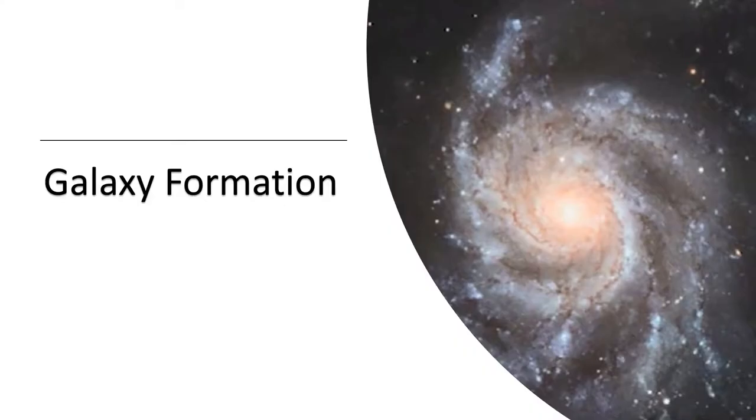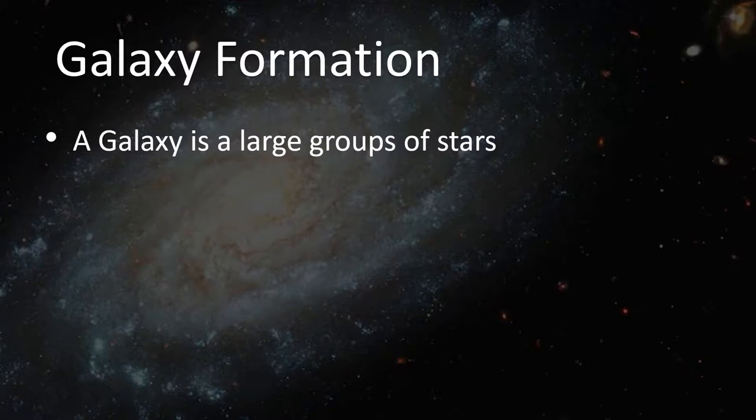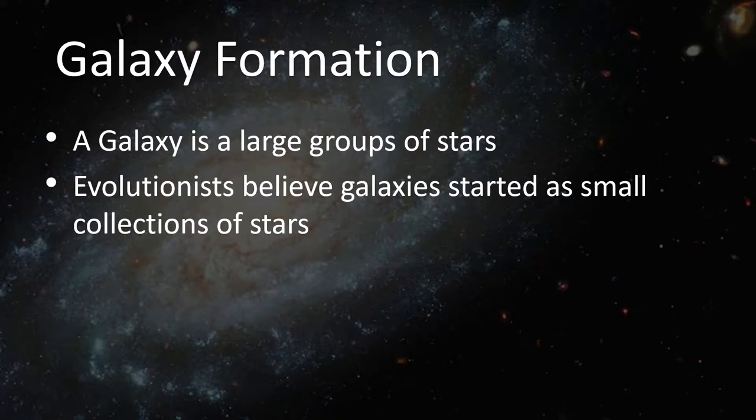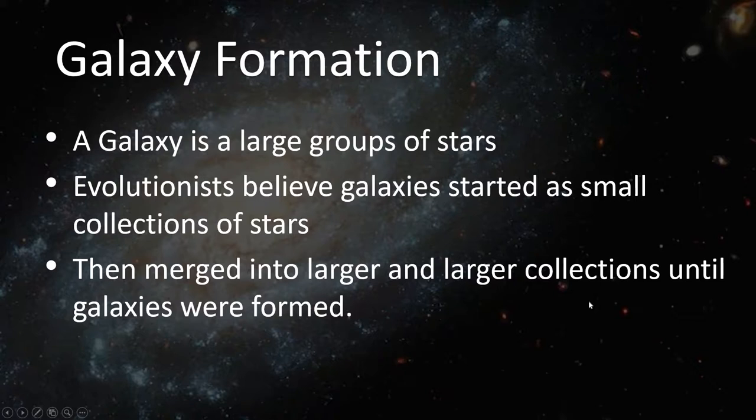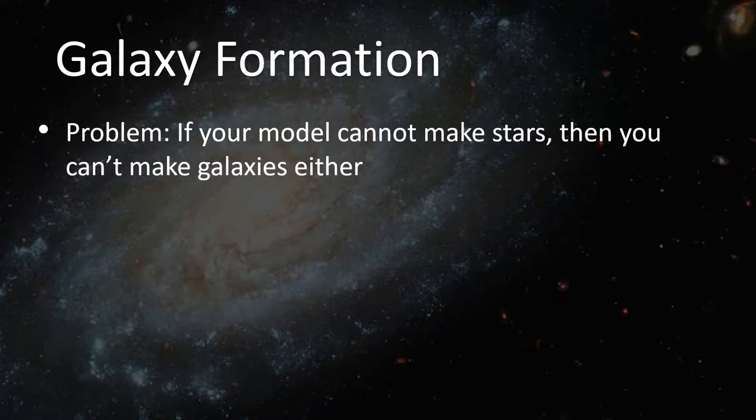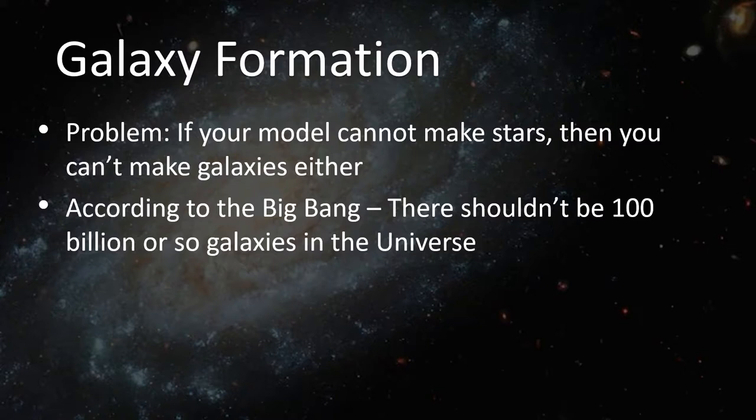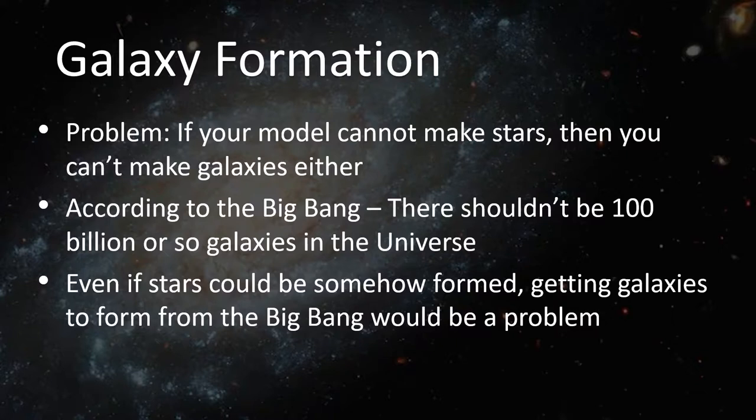Now the next section is galaxy formation. The evolutionary model can explain how stars form. Let's see how well it does with galaxy formation. So a galaxy is basically a large group of stars. Evolutionists believe galaxies started as a small collection of stars, then merged into larger and larger collections until the galaxies were formed. Problem: if your model can't make stars, then you can't make galaxies either. According to the Big Bang, there shouldn't even be 100 billion or so galaxies in the universe. Even if stars could somehow be formed, getting galaxies to form from the Big Bang would be a problem.